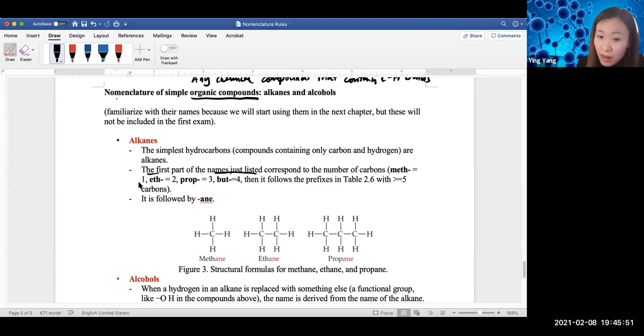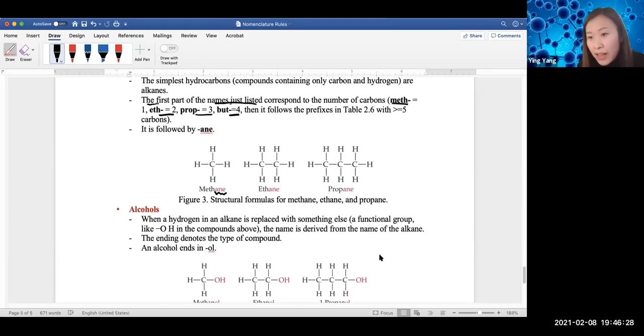So if you have one carbon, like here, one carbon bonded to 4 hydrogens, then the name starts with METH, meth. And if it is 2 it's ETH, and 3 is PROP, and 4 is BUT. So 1, 2, 3, 4. And then the second part of the name indicates what they are. If they are alkanes, then they end with A and E. So methane, ethane, and propane, right?